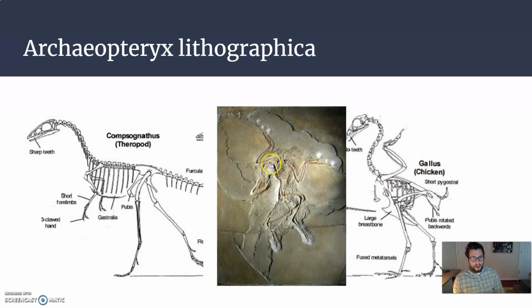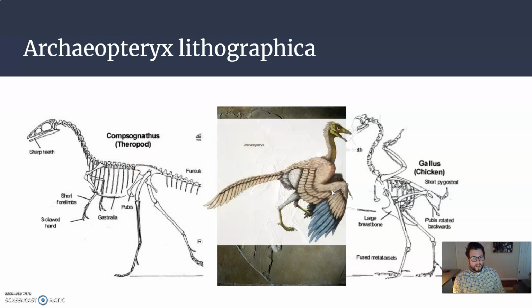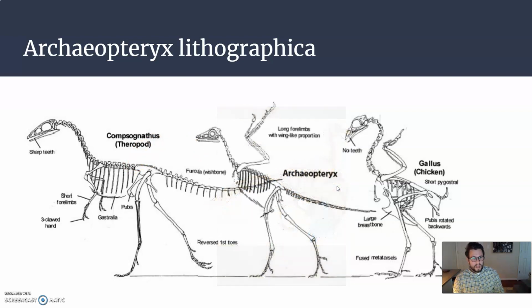Once we found Archaeopteryx, this is a dinosaur. It's more similar to the theropods here, but it also has lots of feathers. So this feathered dinosaur here gave us the link to connect dinosaurs to modern-day birds. So we know that modern-day birds have evolved from some forms of dinosaurs.